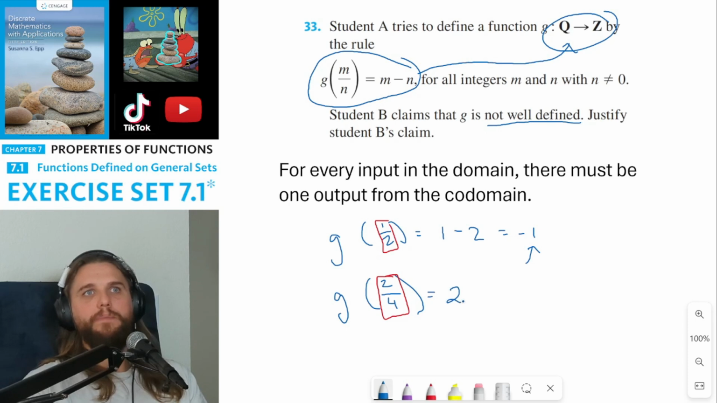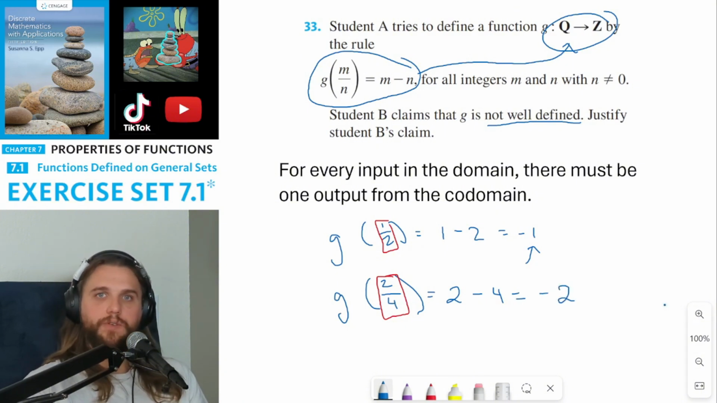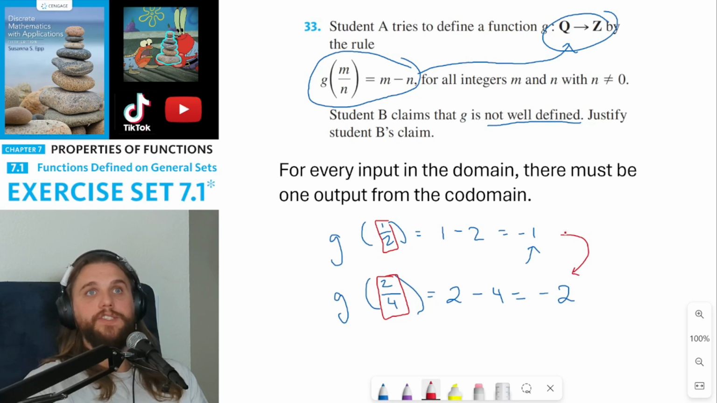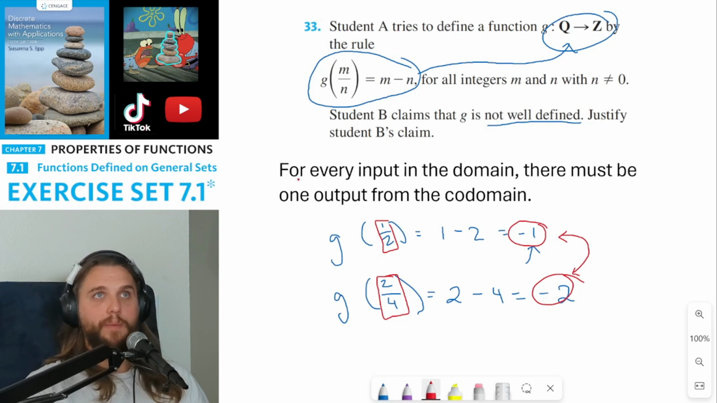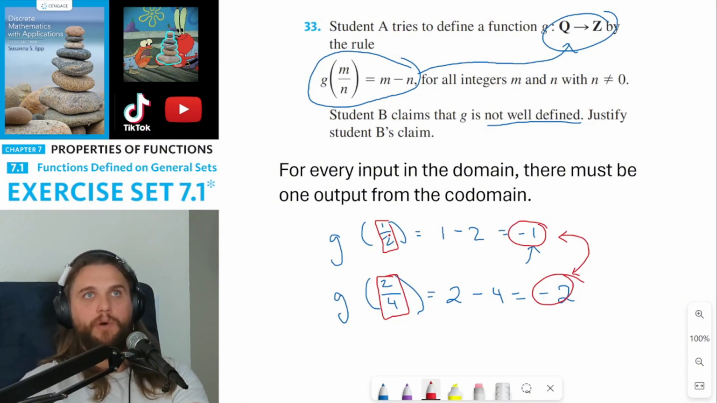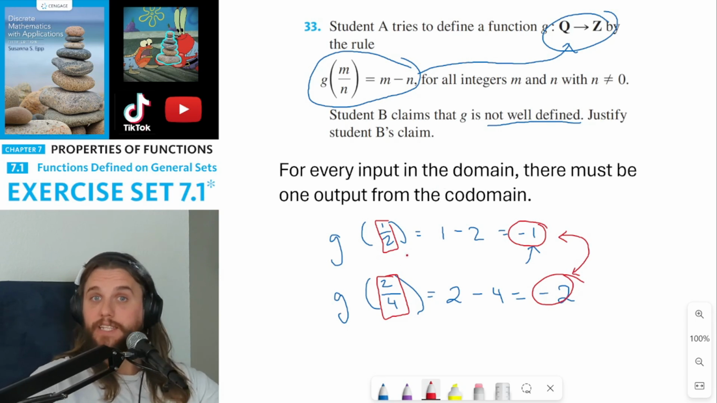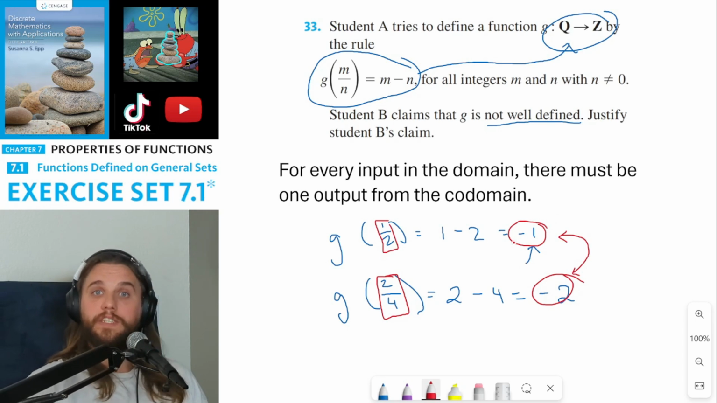But let's take a look at what happens here. This is 2 minus 4 according to the rule of the function, and 2 minus 4 is -2. And so when plugging in the same input, we get two different outputs, which violates the definition of a function. A function must satisfy the property that for every input in the domain, there must be one output. But here we have one input in our domain. Even though it's represented in two different ways, it's the same input corresponding to two different outputs.